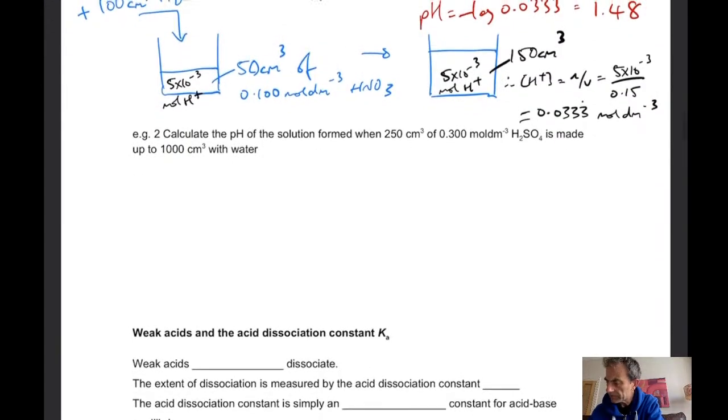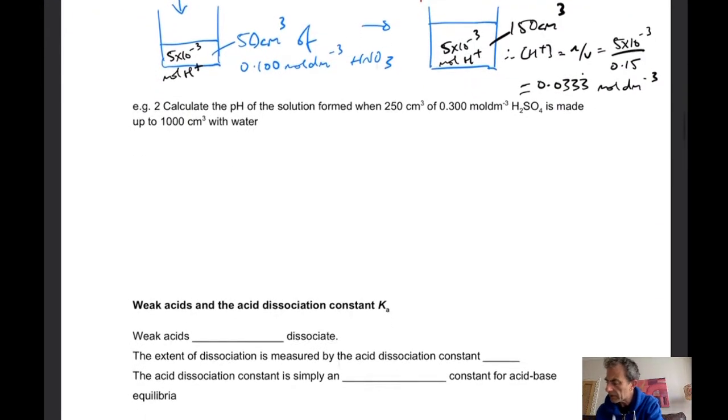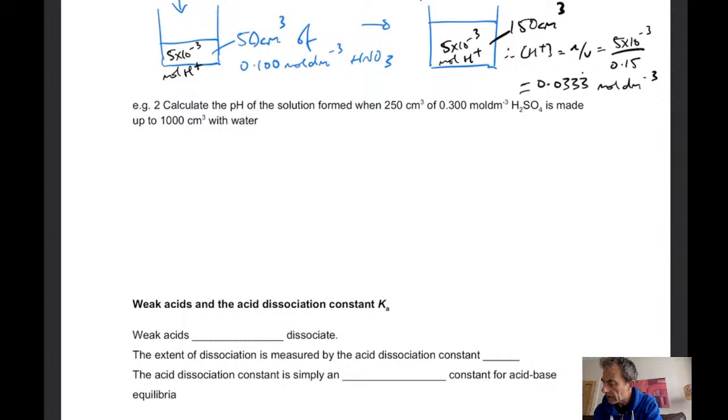Right, final one. Calculate the pH of the solution formed when 250 cm cubed of 0.3 moles per decimeter cubed sulfuric acid is made up to 1000 cm cubed with water. Okay. So again, if you found the beaker treatment helpful. So what have we got here?